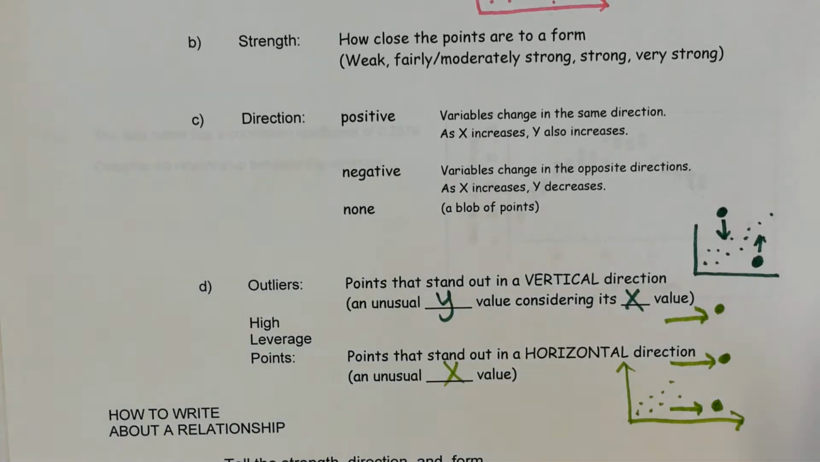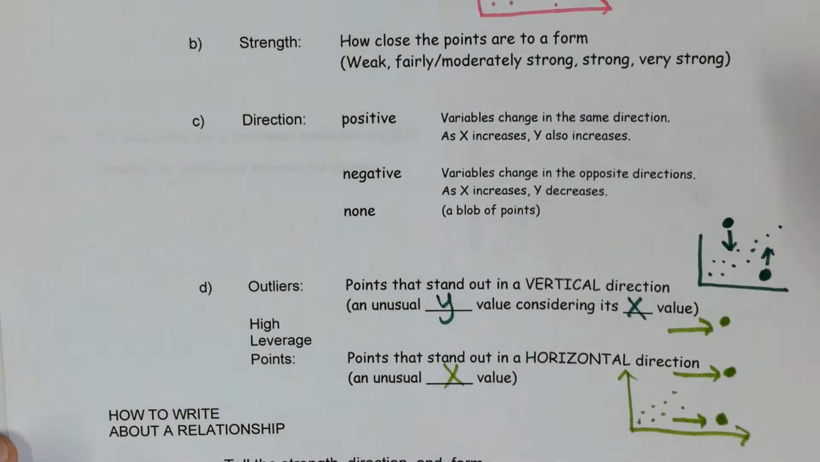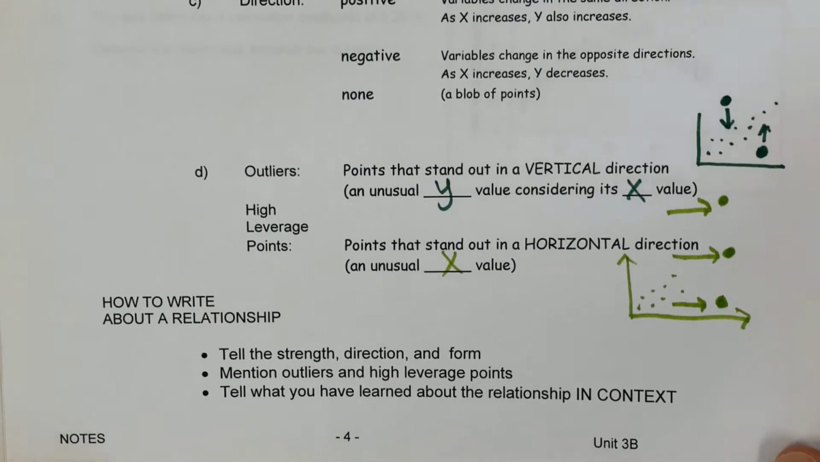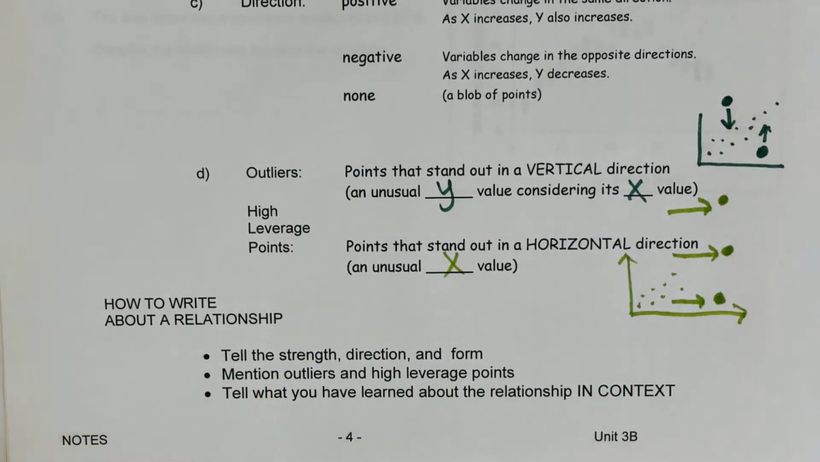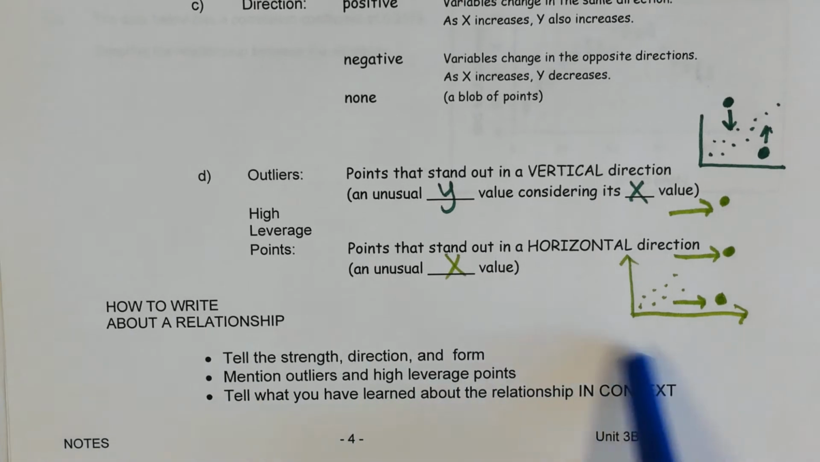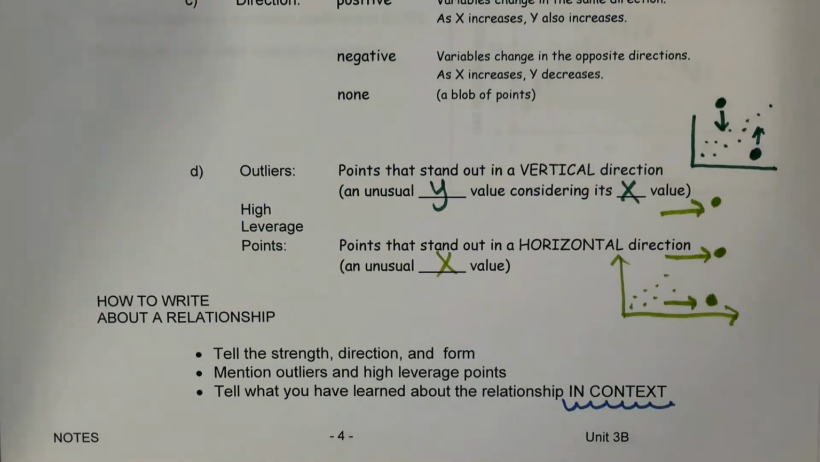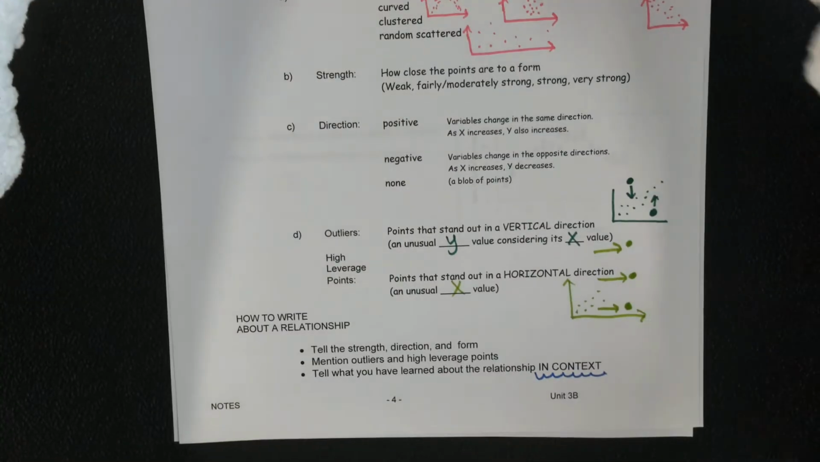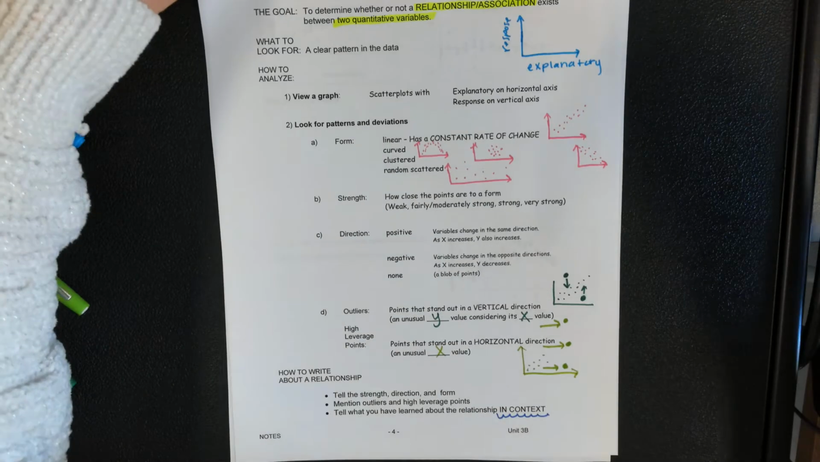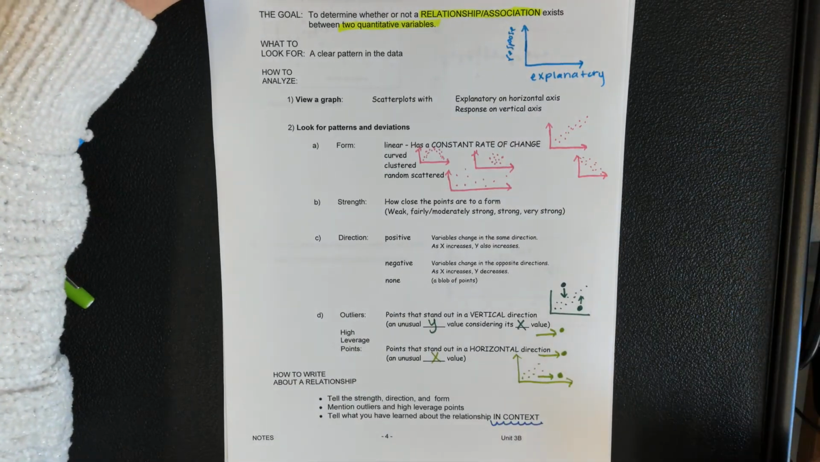Okay, so now let's talk about putting all these things together. So when we want to write about a relationship, now we've talked about all the little components, all we're going to do is put these together. So you're going to talk about, this was the first thing we said, the form. You're going to talk about the form of the relationship. Then you're going to say the strength and the direction, and you're going to talk about outliers and high leverage points, and always include context. Context never goes away. Okay, so pretty much everything that we have on this page right here has got to go into figuring out, hey, do we have a relationship between two quantitative variables?